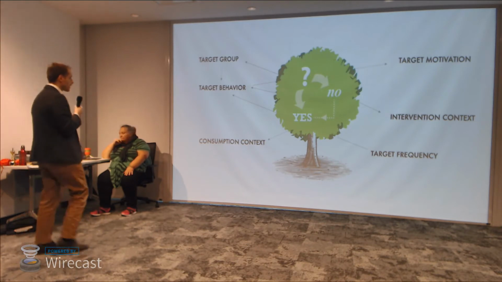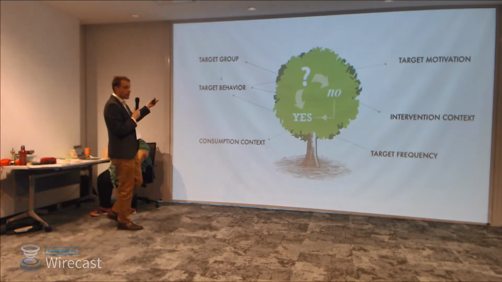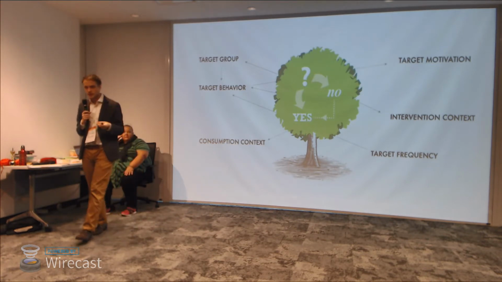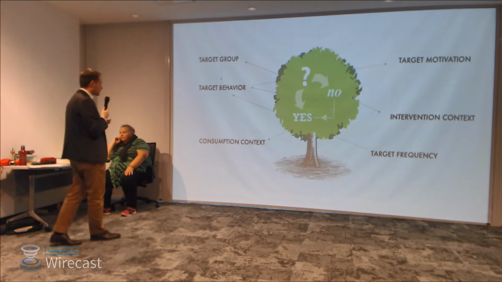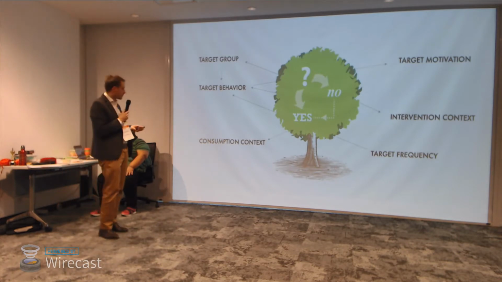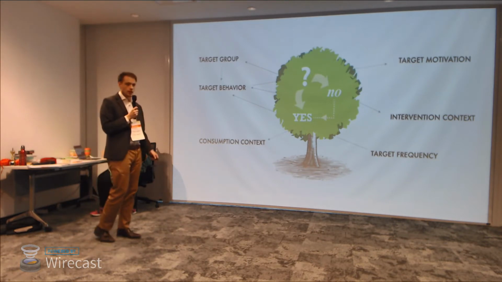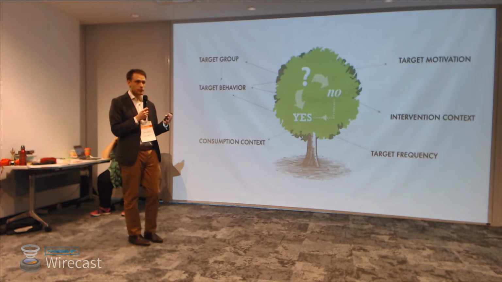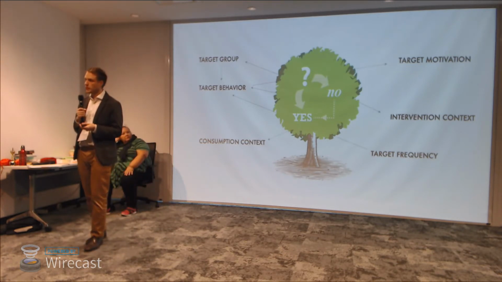So this decision tree has six main themes. We have the target group, that's the customer segment, the consumer archetype is one way of thinking about that. The target behavior, the consumption context, the target motivation, the intervention context, and the target frequency. These are some of the core variables that we think will motivate the intervention that you're doing from a behavioral perspective.